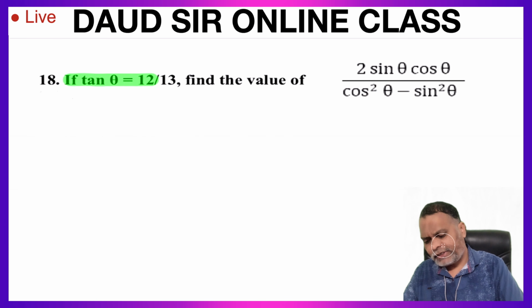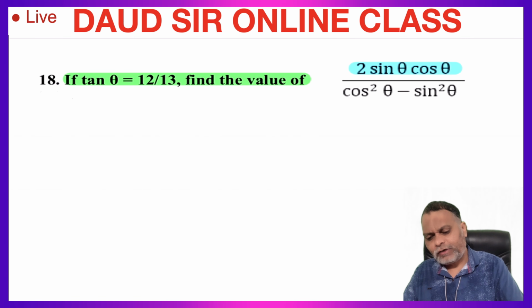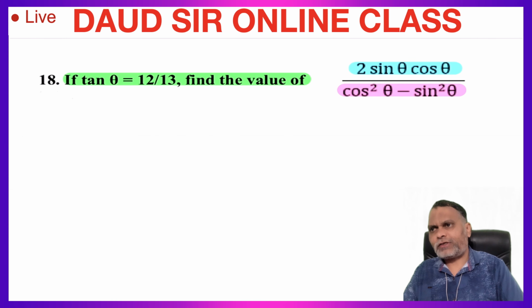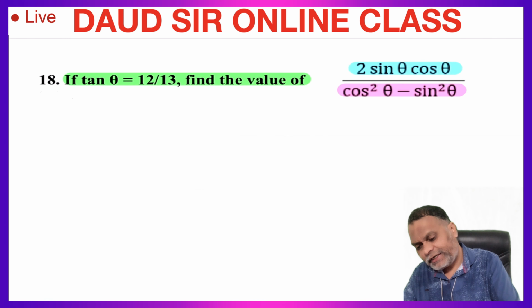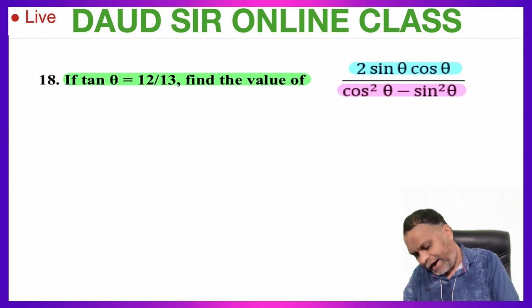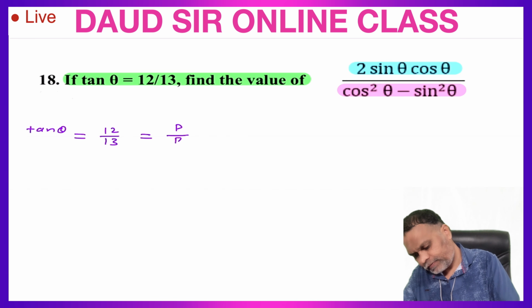Question number 18. If tan theta is equal to 12 upon 13, find the value of 2 sin theta into cos theta upon cos square theta minus sin square theta. So one trigonometrical ratio's value is given, we have to find out its value. So take this tan theta first. Tan theta is equal to 12 upon 13. Tan theta is perpendicular upon base.